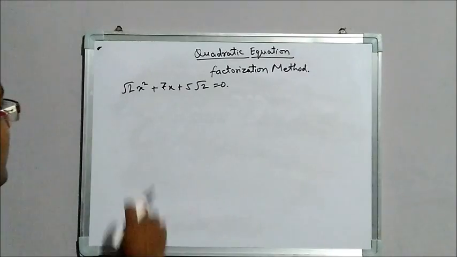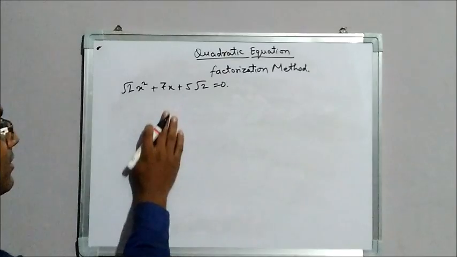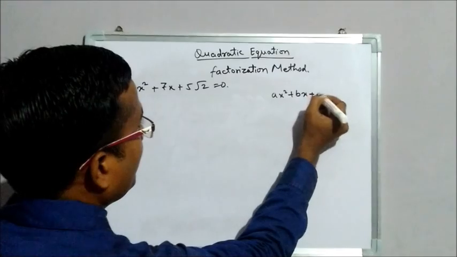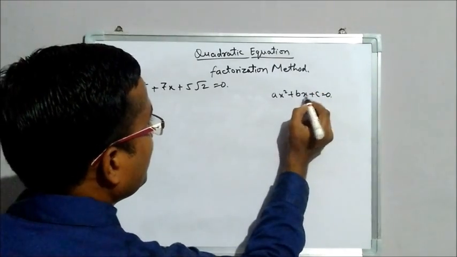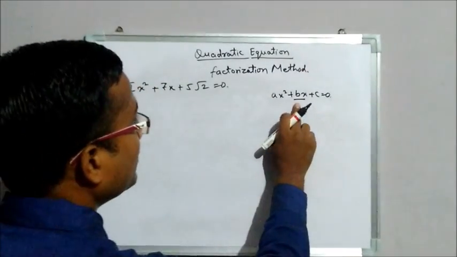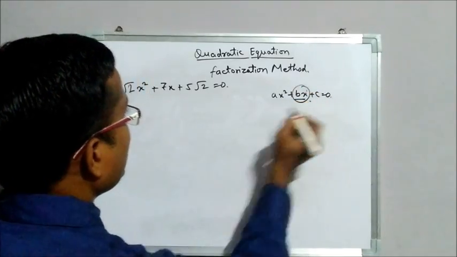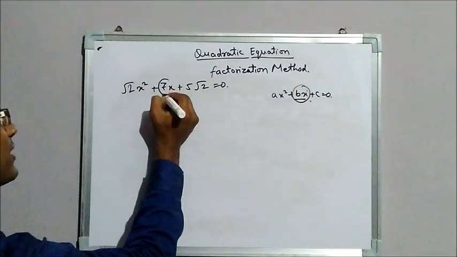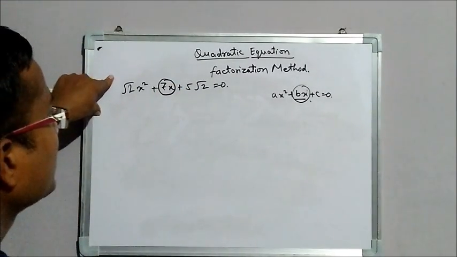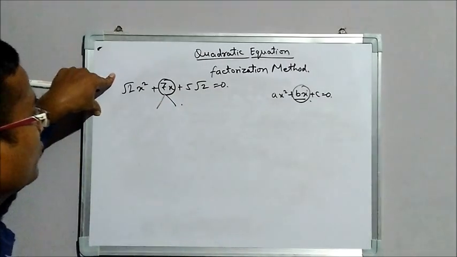Factorization method. In the factorization method, we split the middle term. Middle term means the expression having x, where the power of x is 1. So here the middle term is 7x. In the factorization method, a simple technique we use is splitting this term in two.